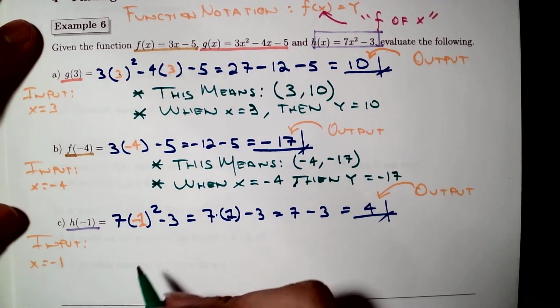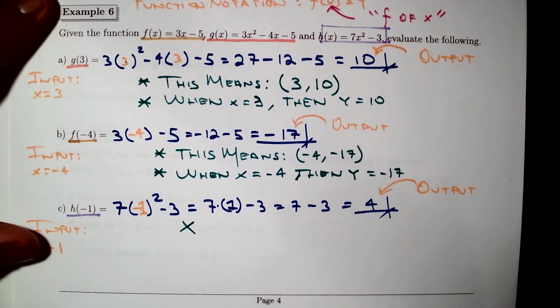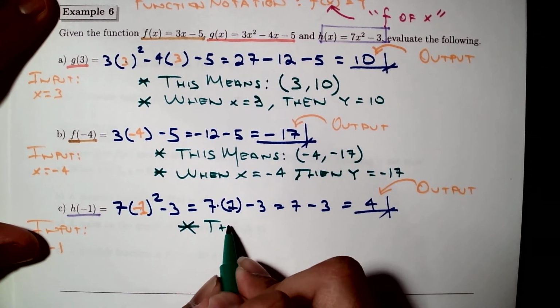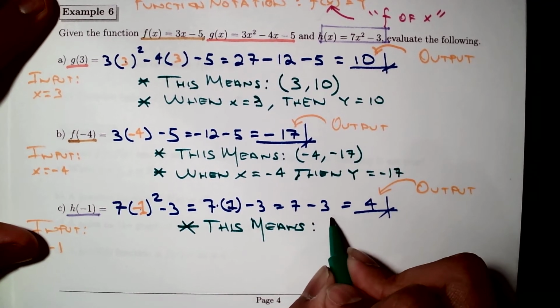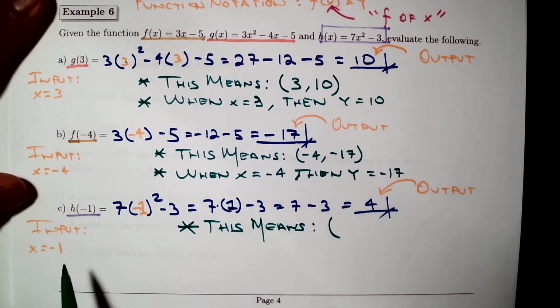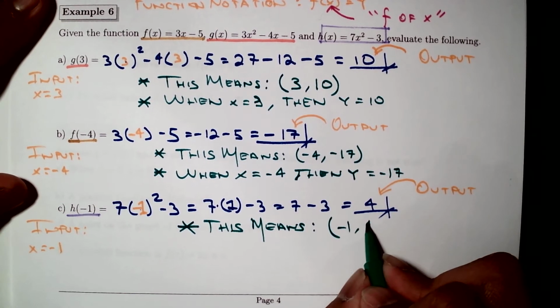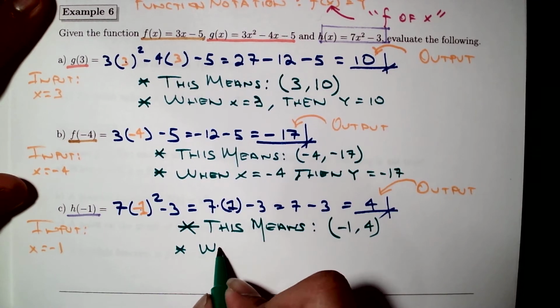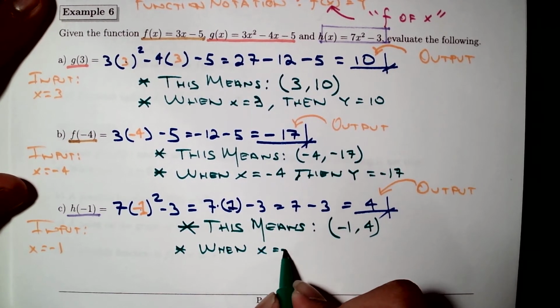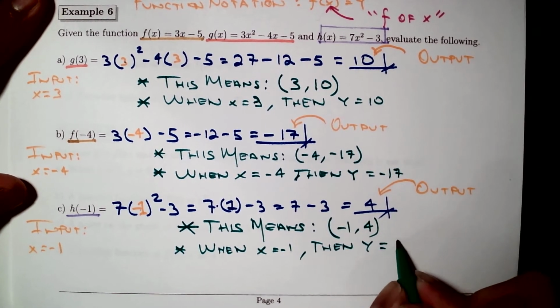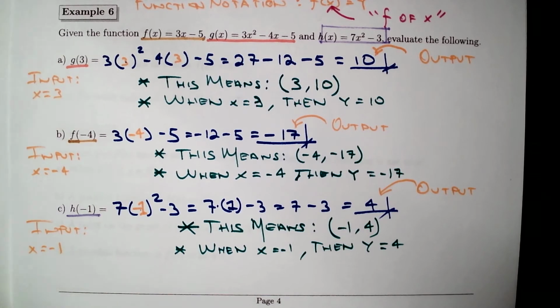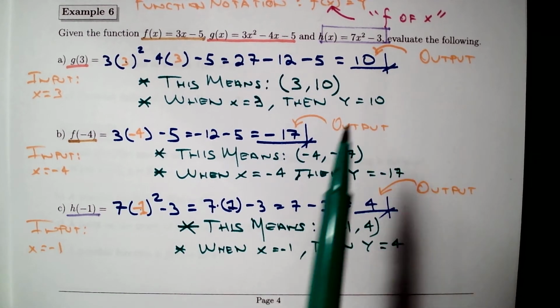What is that going to mean? Let's spell this out. This means the ordered pair -1, 4. Also, this means that when x equals -1, then y equals 4. Okay. So this is how we talk about functions. Well, what about this input and output?